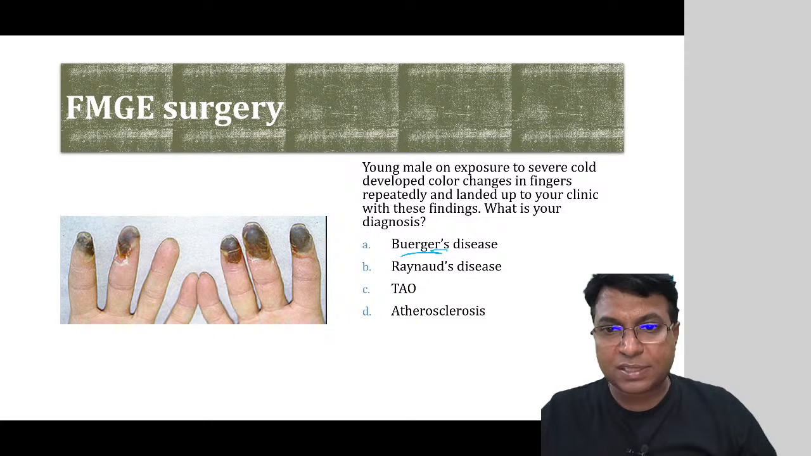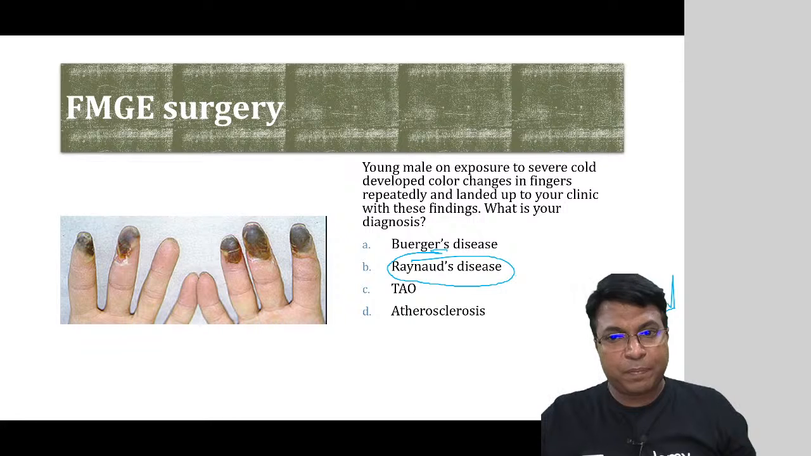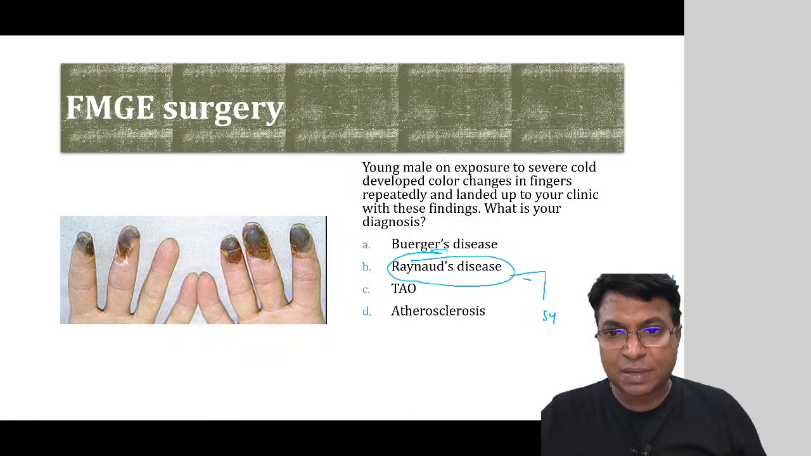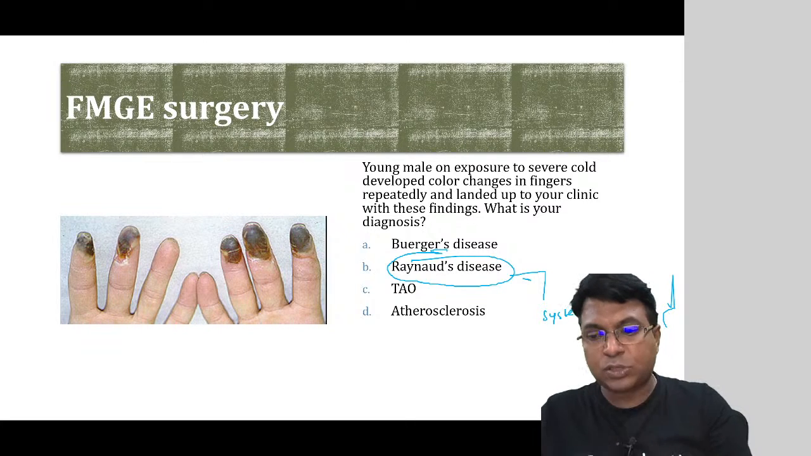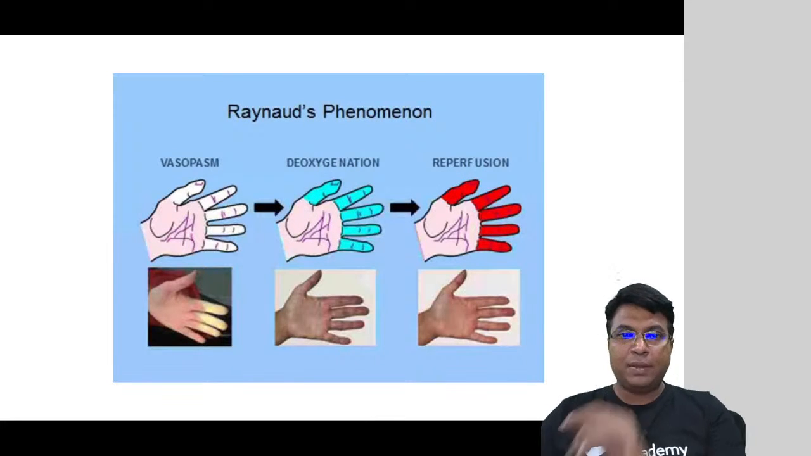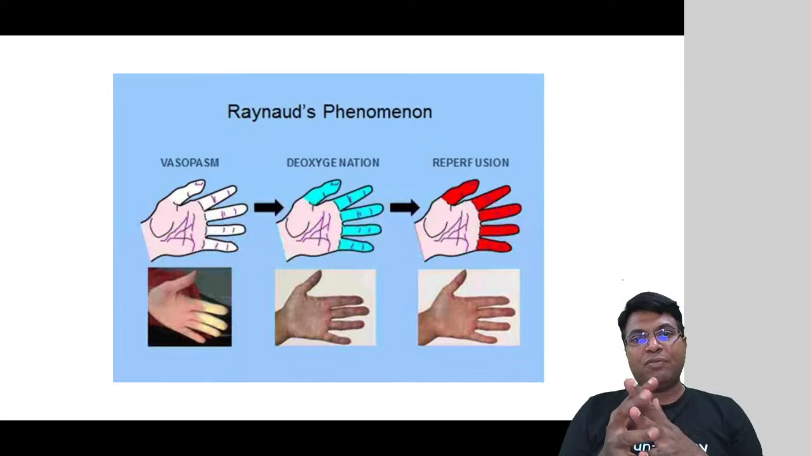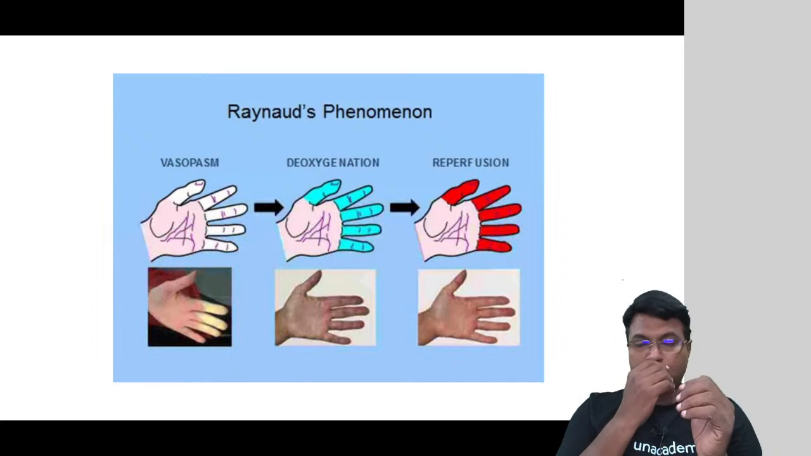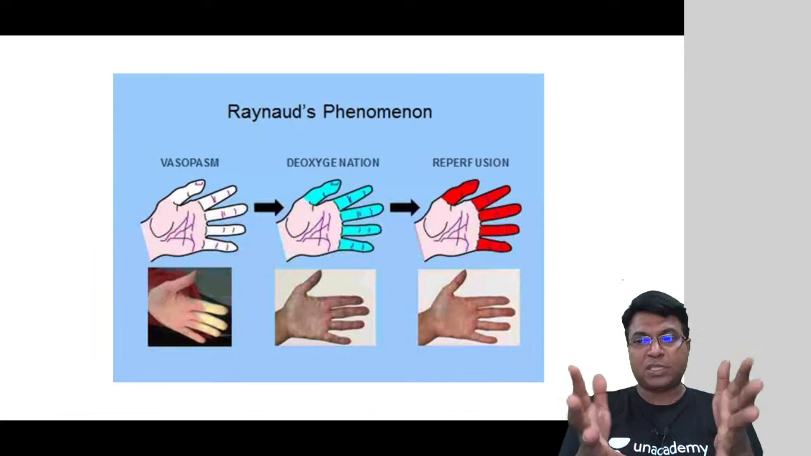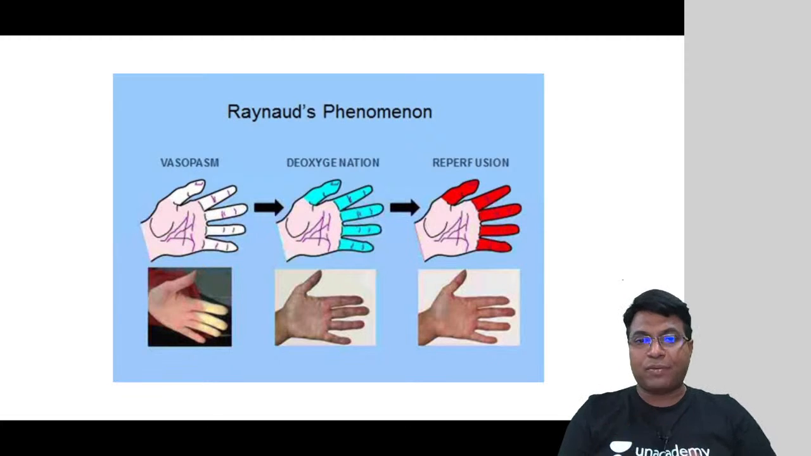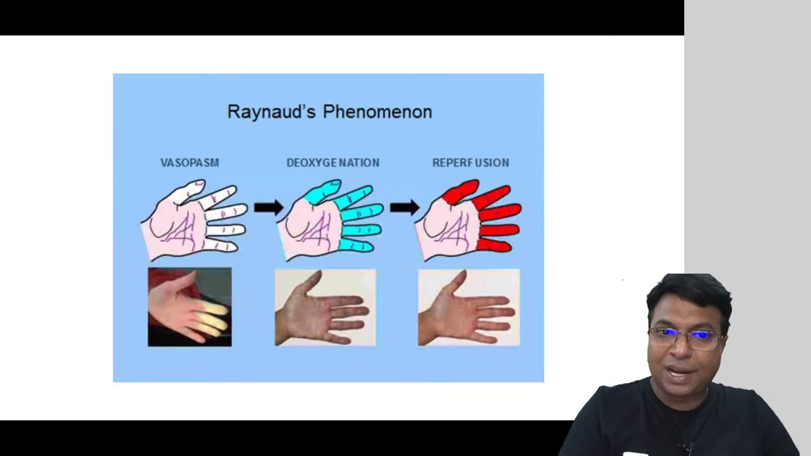Please understand what Raynaud's disease is. The choice given was systemic sclerosis, not Raynaud's. If systemic sclerosis is there, that is also a correct answer, because you can see Raynaud's phenomenon. It is characterized by 3 colors. Initially there will be vasospasm because of exposure to cold, and the fingers turn white. In the first picture you can see the fingers are white.